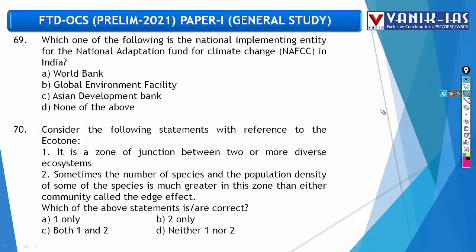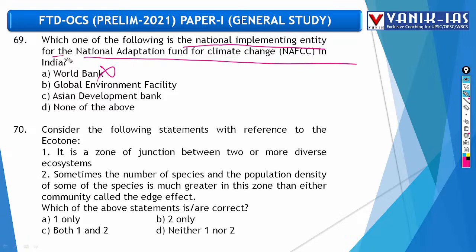Which one of the following is the national implementing entity for the National Adaptation Fund for Climate Change (NAFCC) in India? Is it the World Bank or the Global Environment Facility? World Bank? Why would the World Bank implement it? Obviously, the implementing entity of that would be an international organization. But the question is about the national implementing entity in India. Obviously, that will not be the World Bank. Just by logic, you can also say.